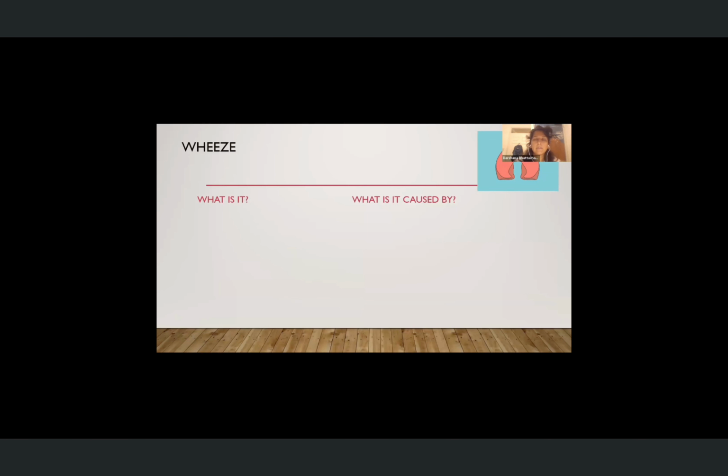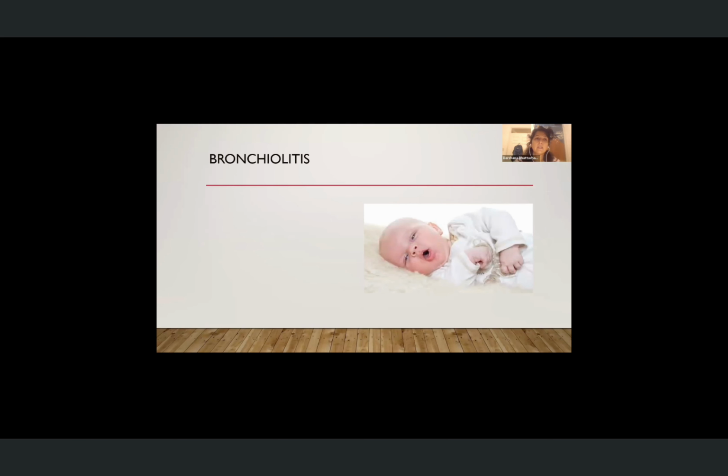Just to have a brief definition of wheeze as an entity, what is it? It's essentially a whistling sound that occurs due to bronchospasm or narrowing of the bronchioles in the lungs. It tends to be more prominent during expiration, but it can be biphasic. And it's caused by infection, any viral or bacterial infection, inflammation, such as in asthma, allergy, or secretion, such as in bronchiolitis.